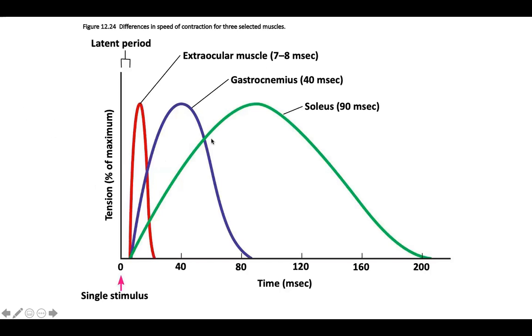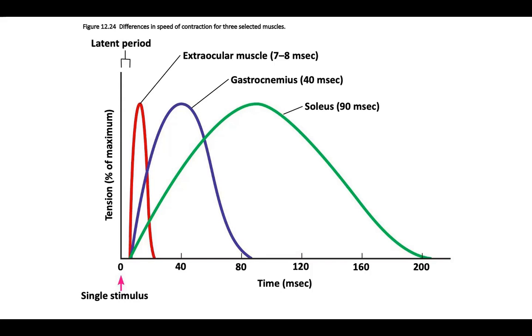Okay, here's just an illustration of that, really showing you the difference between the time it takes for a slow fiber to get to its maximum percent of tension production or force generation versus the time that it takes for a fast fiber to do that. So here is an example of 3 different types of fibers. We have the extraocular muscles. They can get to their maximum contraction in about 7 to 8 milliseconds. Comparing that to the gastrocnemius muscle, which is the calf muscle, they can get to their maximum contraction in about 40 milliseconds, so a longer period of time.